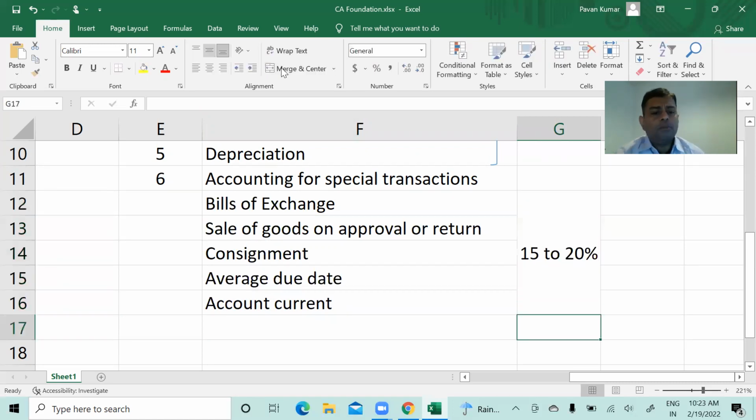Okay, so probably they'll ask from bills of exchange 5 marks, average due date 5 marks, account current 5 marks, consignment 5 marks. Like that, 3-4 parts will come from this area. Okay. 20% is not a small thing. So you learn average due date. So probably 5 marks is in your pocket. You learn account current, 5 marks in your pocket, something like that.